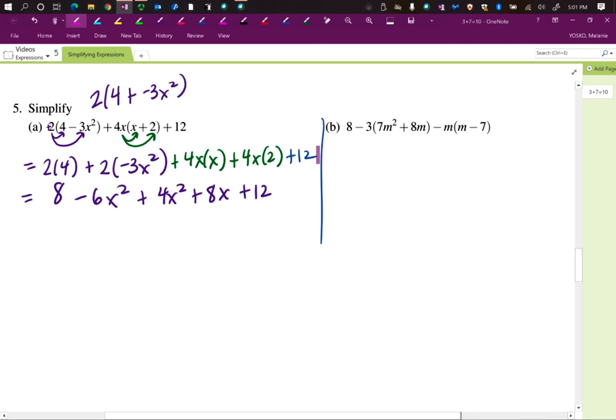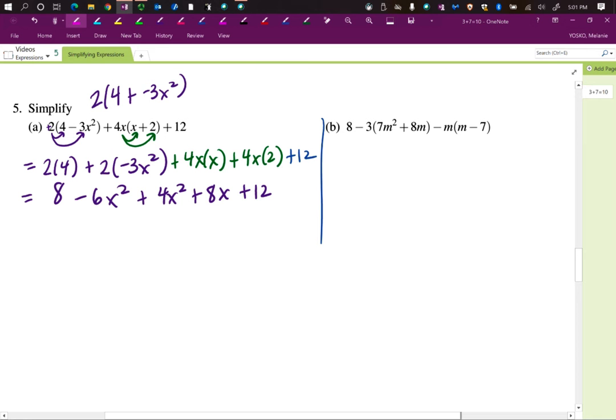If you look at the way we wrote it the first time, and then we simplify, 2 times 4 is 8. 2 times a negative 3 is a negative 6. Then you have an x squared. 4x times x, you have a 4. And you have x times x is x squared. Look at the numbers here. 4 times 2 is 8. And you have an x to the first power plus 12.